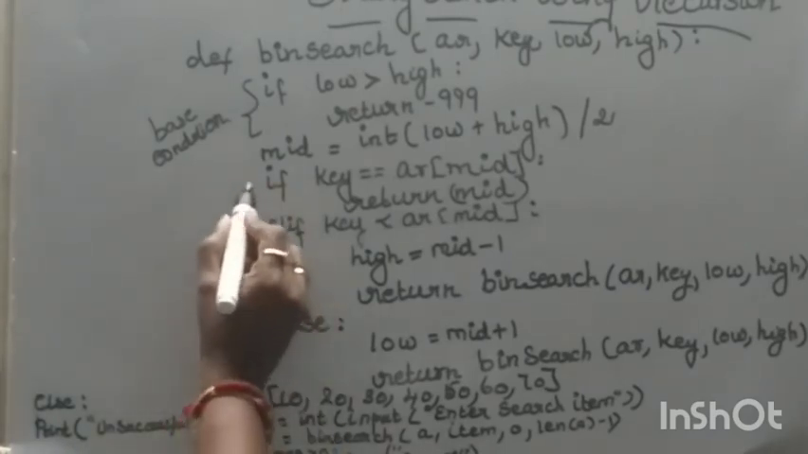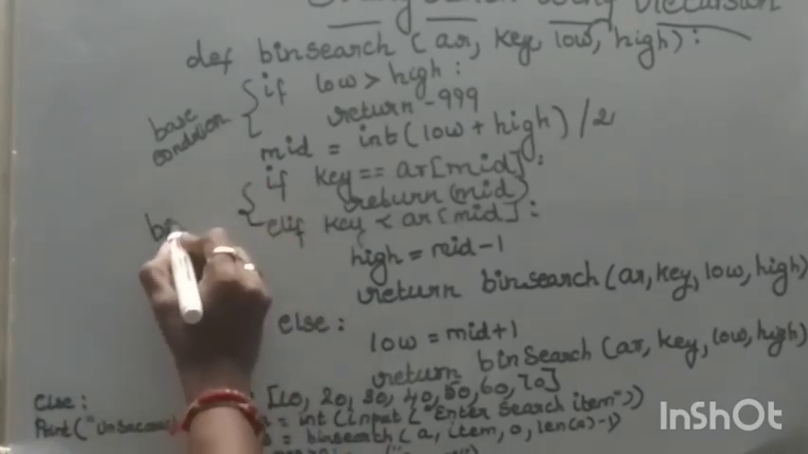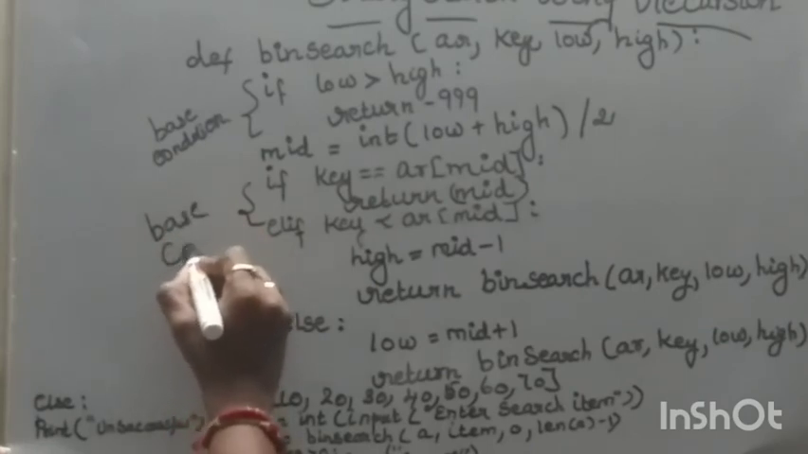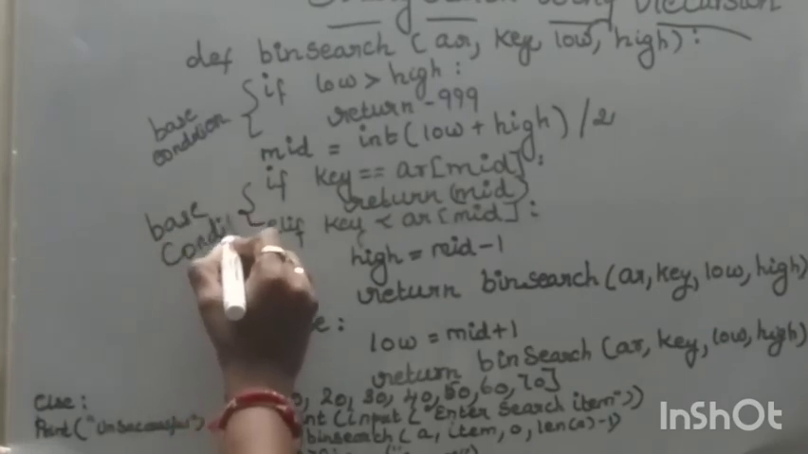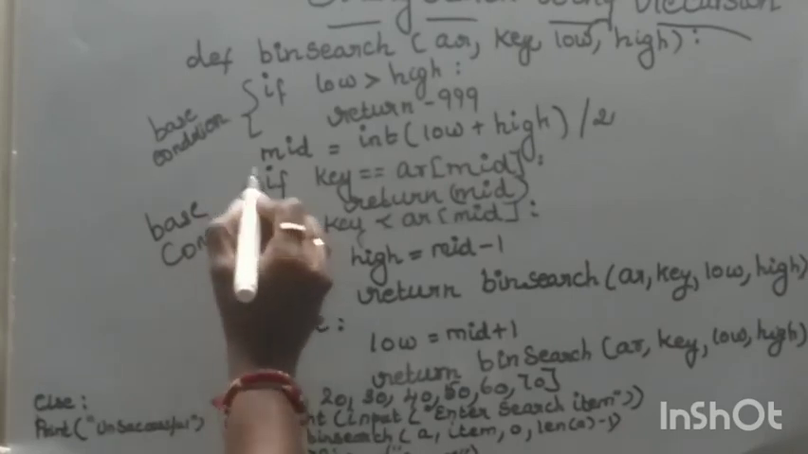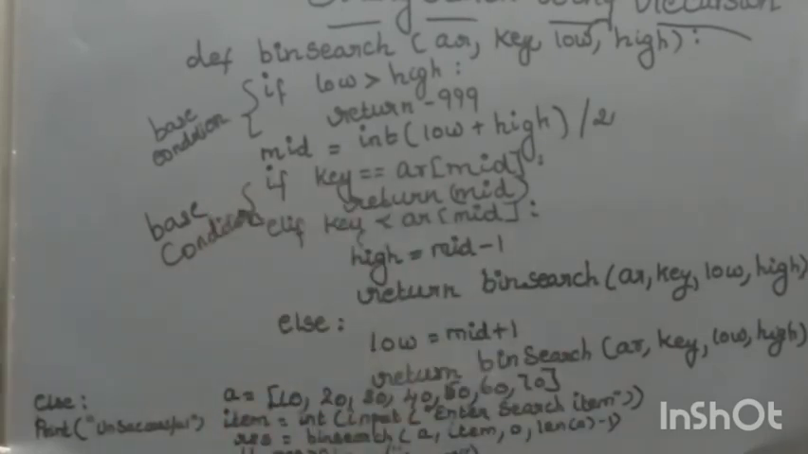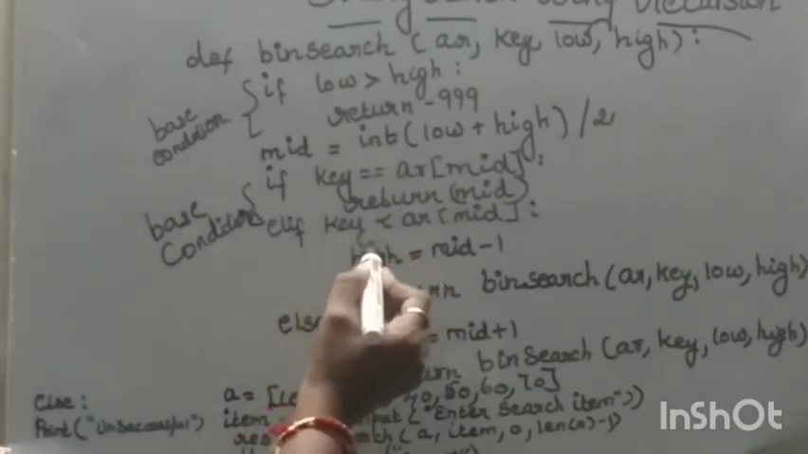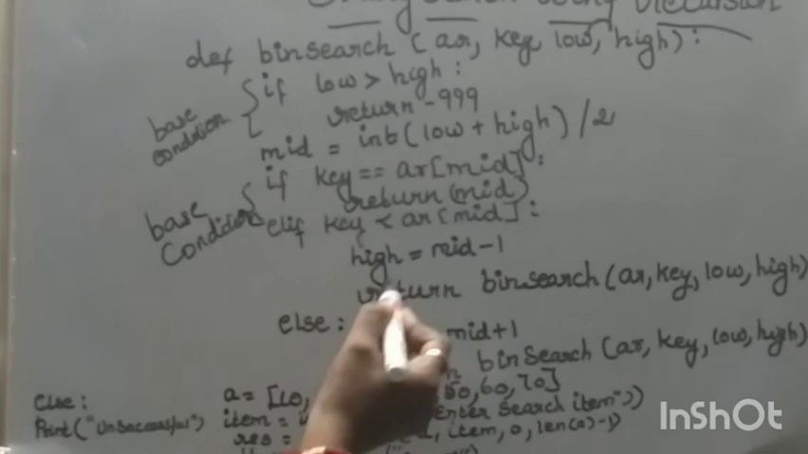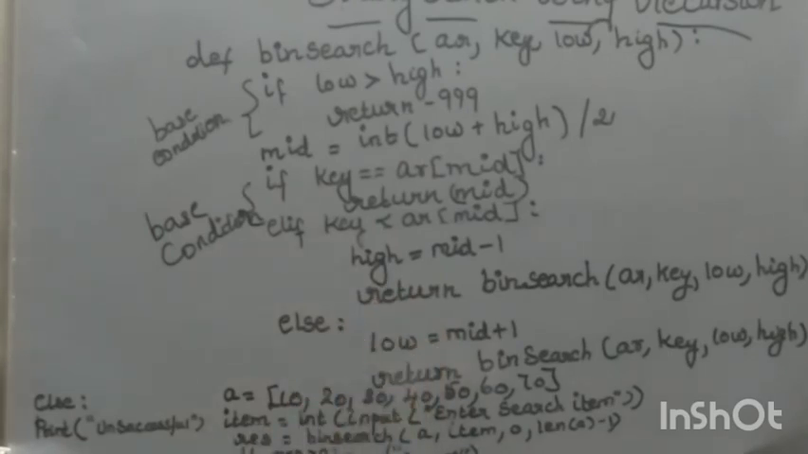These two conditions are base conditions. In recursion, we know that a base condition is necessary to stop the recursion. Here we have two base conditions to stop the recursion. Otherwise, infinite recursion will happen. If my key value is lesser than the mid value, as already explained, we have to change the label high equal to mid minus 1 and perform the search operation again.